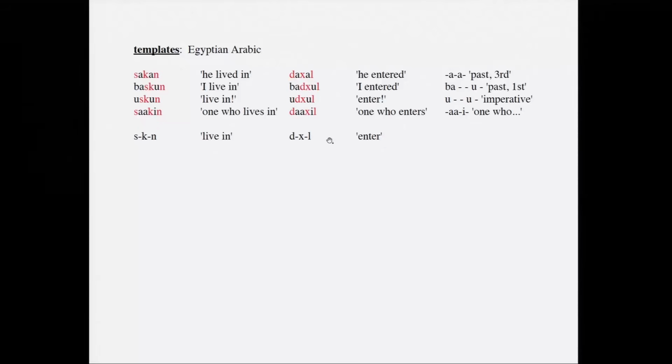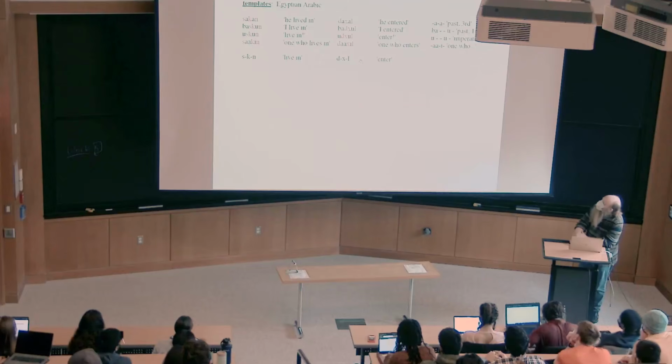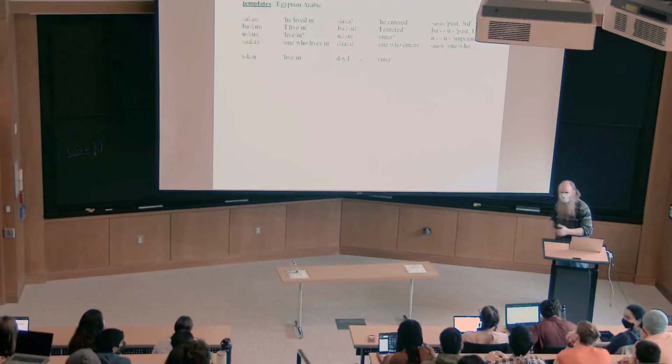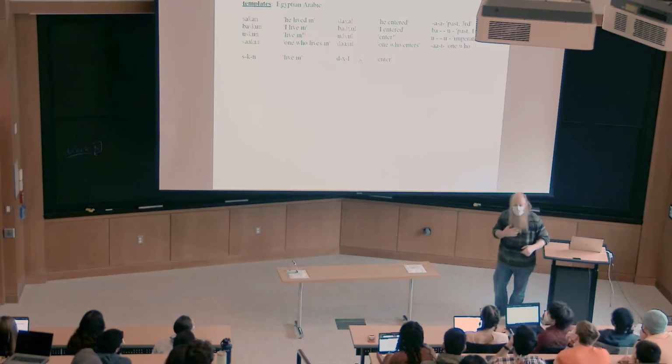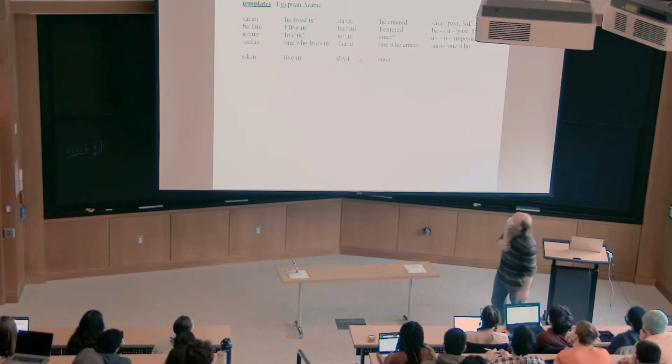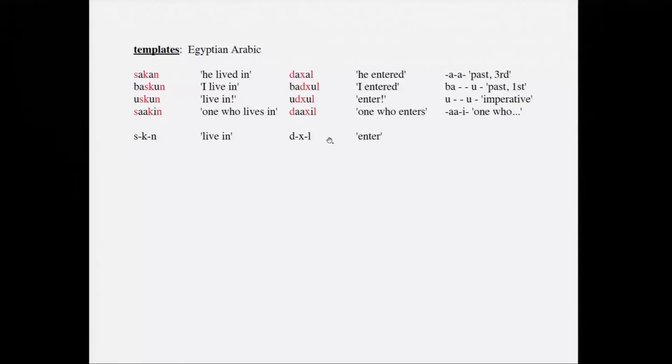So SKN is to live in, and DKHL is to enter, and past tense with a third person subject is a. So you get verbs like sakan and dakhal. I'm probably saying them badly. Do you want to pronounce them for us? Can you pronounce them? Yeah, he entered. Cool. So that's how this type of morphology works.